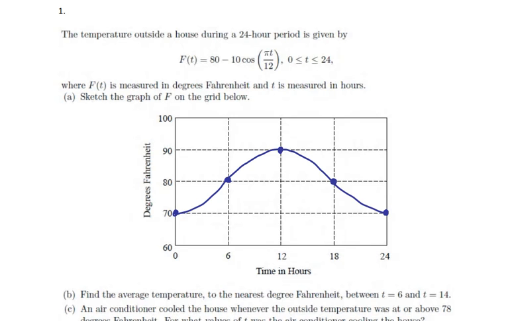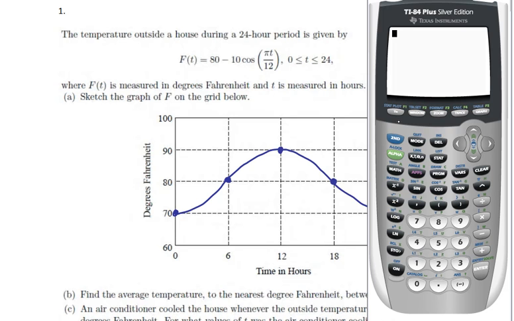to confirm those results. So we open up the calculator, we go to y equals, and we type in the function 80 minus 10 times the cosine of pi x instead of t divided by 12, and because of the order of operations, we don't need parentheses around the numerator or denominator here. Next thing I'm going to do is set up my window, and I'll set it up to match exactly what's given here. We have x going from 0 to 24 by 6. The y's are going from 60 to 100 by 10. And that should do it.